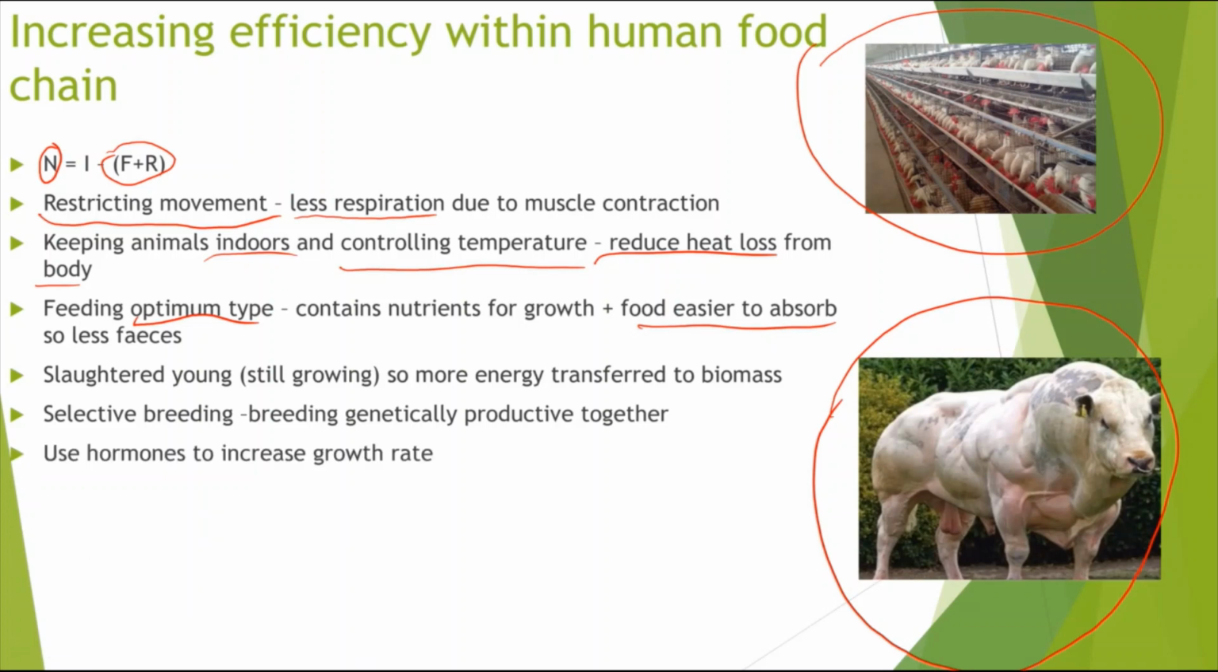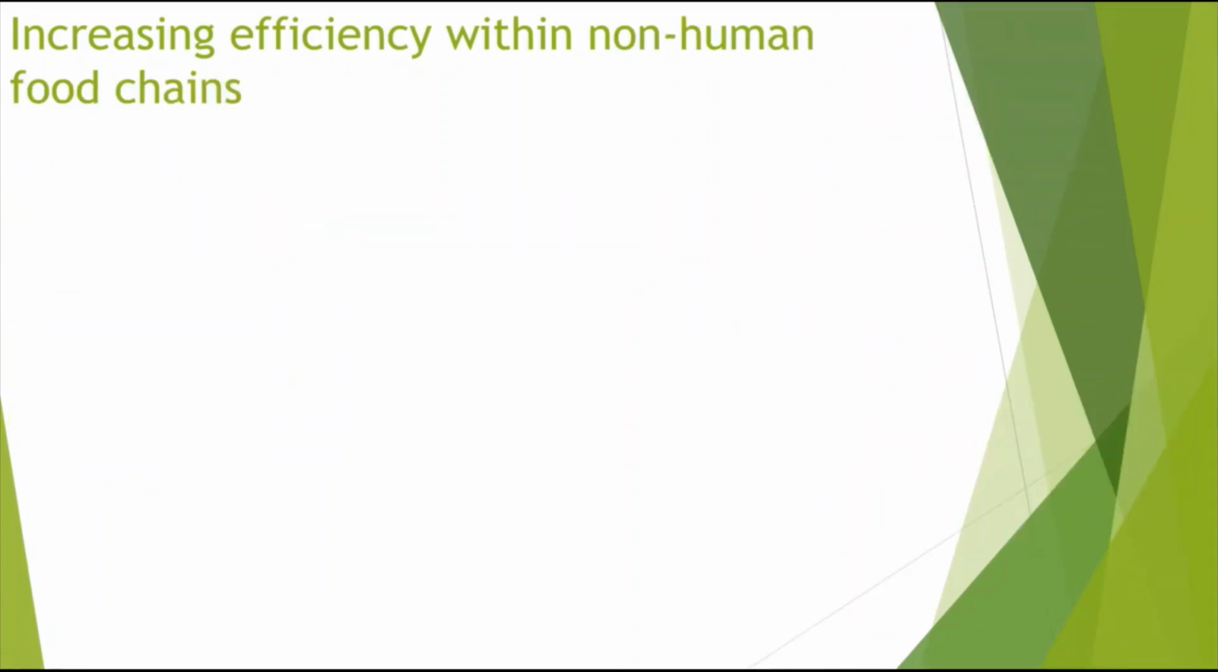And finally, we could use hormones to increase growth rate. So the growth hormones can be given to the animals so they grow faster. All right, so now looking at increasing the efficiency within non-human food chains. So we could increase the efficiency by simplifying food webs to reduce competition.